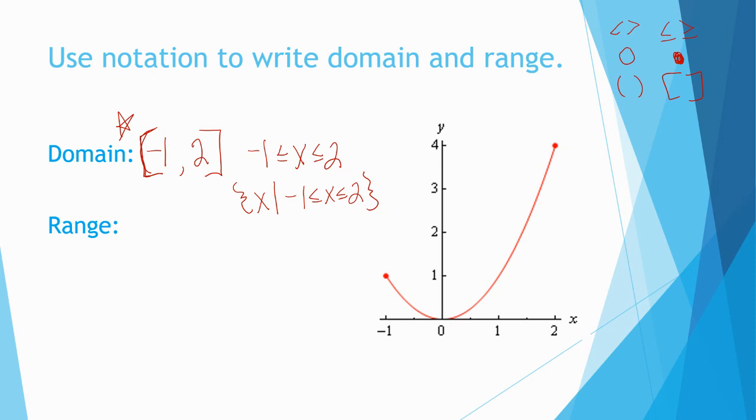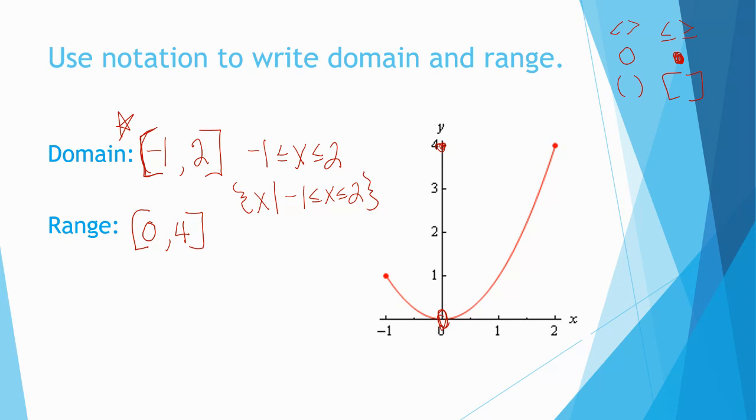So range is bottom to top. The bottommost point on this graph is right here at 0. So my range is going to be 0. And I'm going to use a bracket for that as well because the graph does exist. If it didn't, you'd have an open hole at 0 here. Now, how far up does the graph go? It goes all the way up to 4, where the graph exists as well, so I'm going to use another bracket.